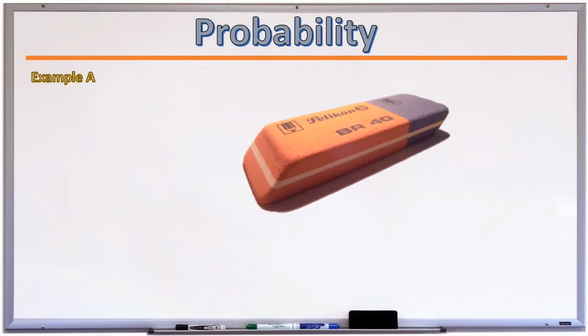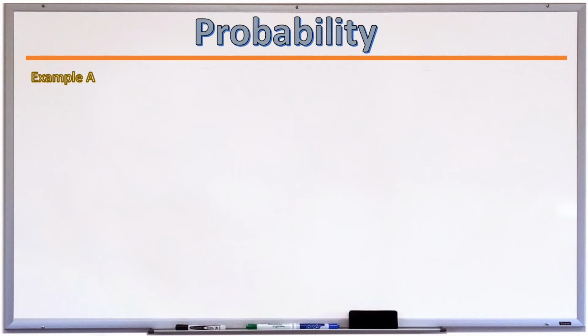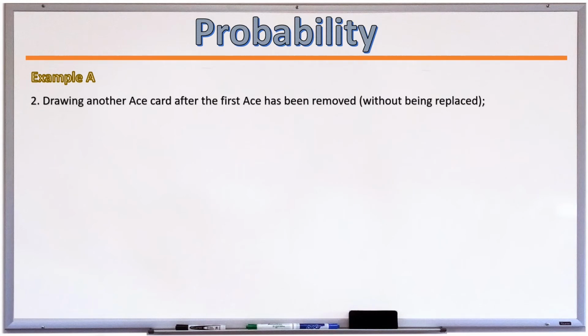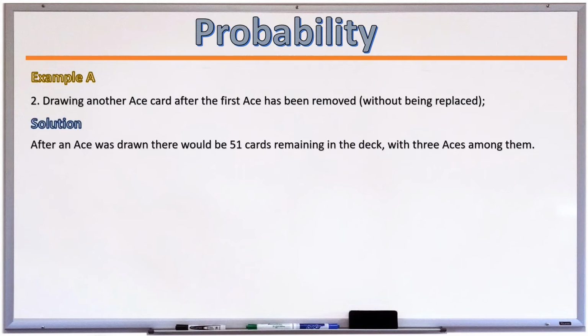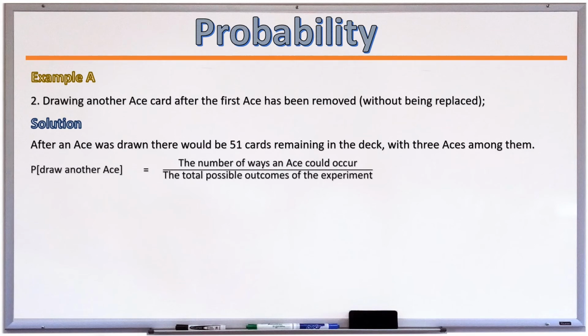Part 2. After an ace was drawn and not replaced, there would be 51 cards remaining in the deck, with 3 aces among them. This yields the probability of drawing another ace being 3, meaning the number of aces that are still left in the deck, divided by 51, which would be the total possible cards left in the deck. So simplifying that gives 1 over 17.